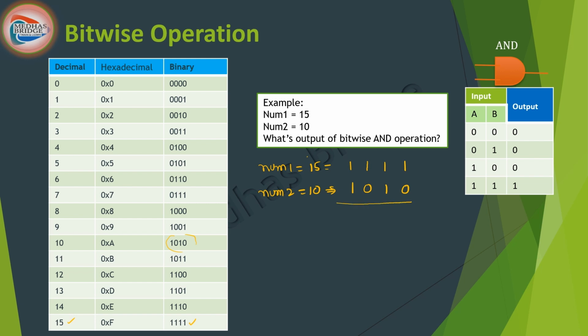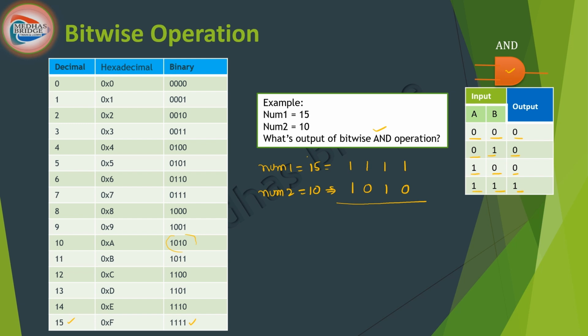Now what you will do is operate on the bits. The operation is AND, right? If you look at the truth table, if any one of the inputs is 0, then the output becomes 0. So 0 and 0 gives 0. 0 and 1 gives 0. 1 and 0 gives 0. The output will become 1 only when both inputs are 1.